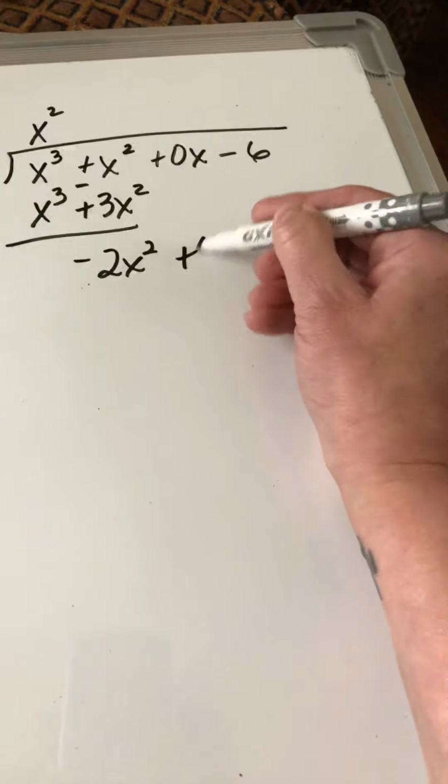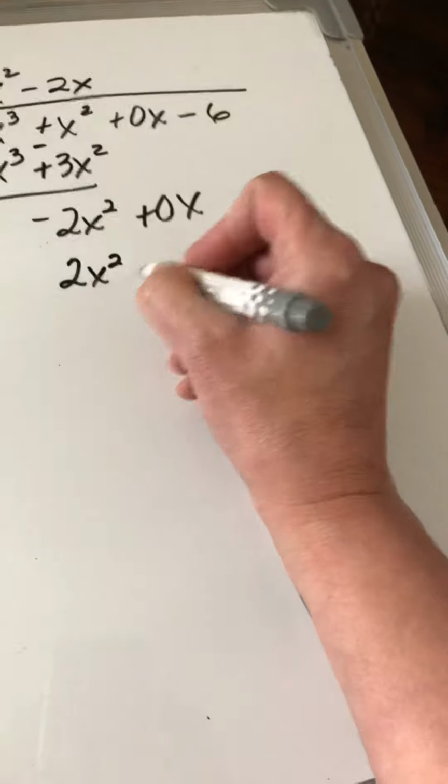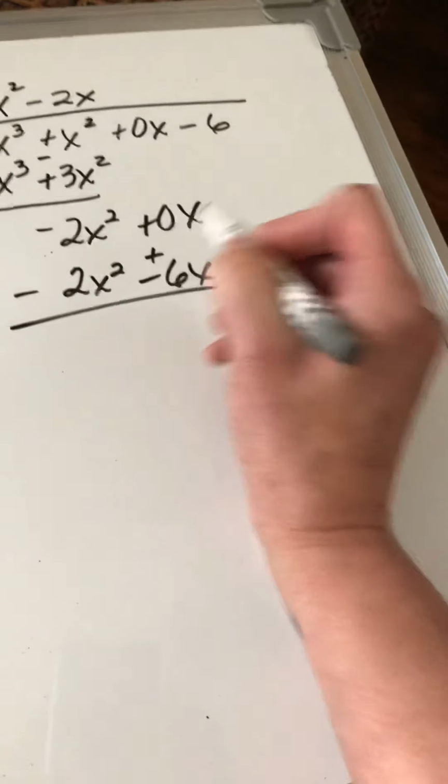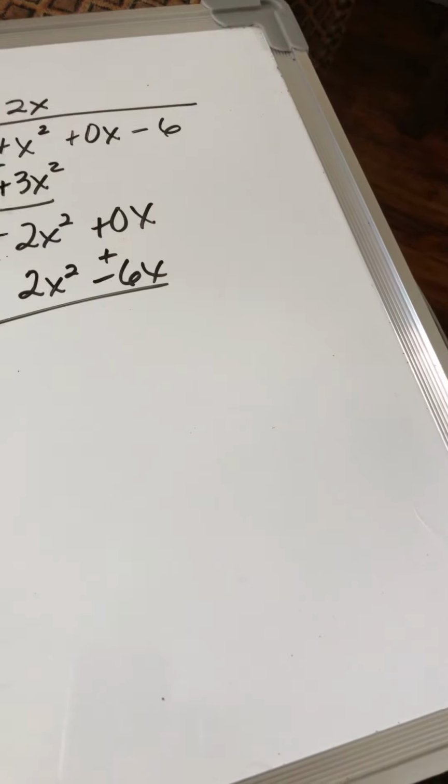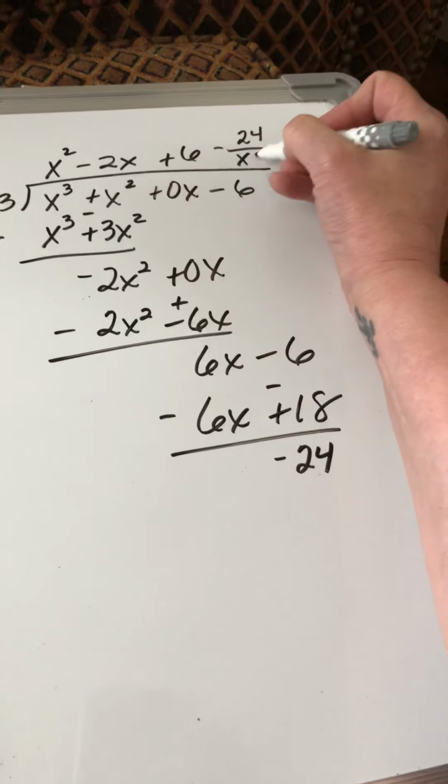X divides into -2x squared, -2x times, multiply through, subtract. X divides into 6x 6 times, multiply through, subtract. Oh dear, we've got a remainder. That's okay. That's perfectly fine, because this is still this divided by that, and then we just go back to that fraction idea. So your answer is going to have this at the end.